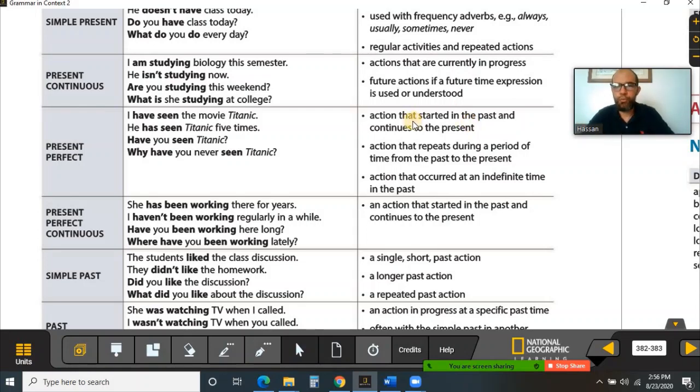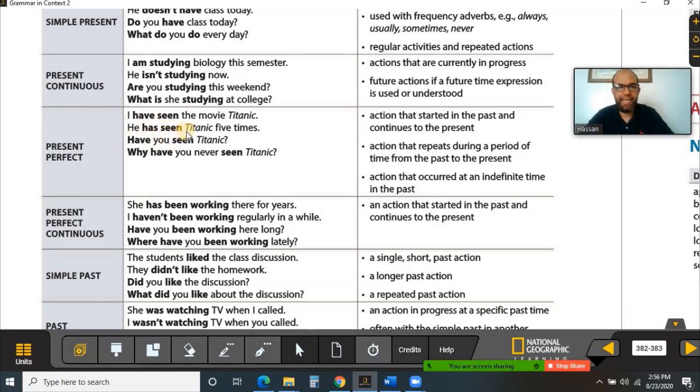And also we use the present perfect tense to talk about an action that repeats during a period of time from the past to the present. When we repeat the action, okay, different times, we have to use the present perfect to express that. Example, I have visited New York different times. It's not just one time, it's different times, many times. I have visited New York different times.